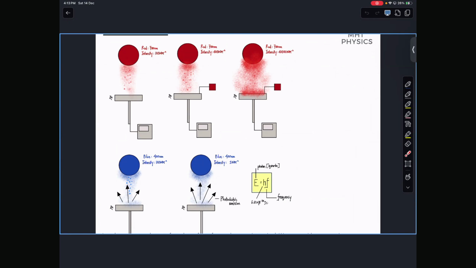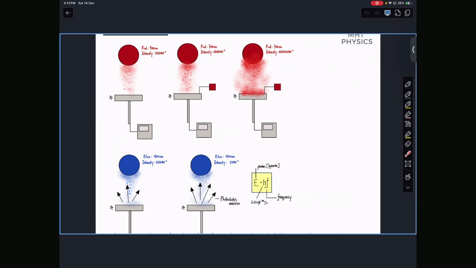So 100 watt red light and 100 watt blue light will give you how much power? 100 watts, same, nothing different, right? But for whatever reason, the red did not cause any kind of emission at all. But the blue one does give you emission at any power. So that was a little baffling, right? And then eventually they started wondering, why is color, right, frequency a factor?